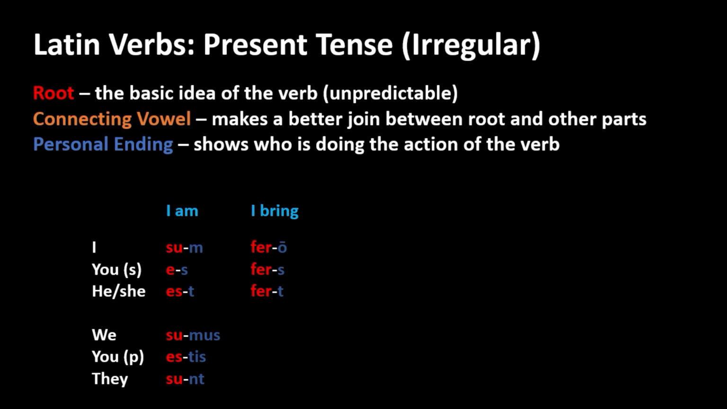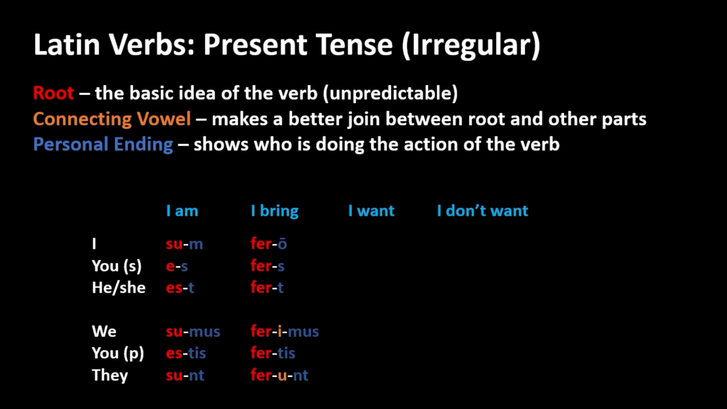If, however, you try to predict we are bringing, is it fermus? There's the root. Connecting vowel. Ferimus. You would not have been able to predict that by looking at the first three parts of the verb. What about you are bringing? Not feritis, fertis. How about they are bringing? Not only a connecting vowel, but a different connecting vowel, ferunt. Because of its unpredictability, a clear irregular verb.